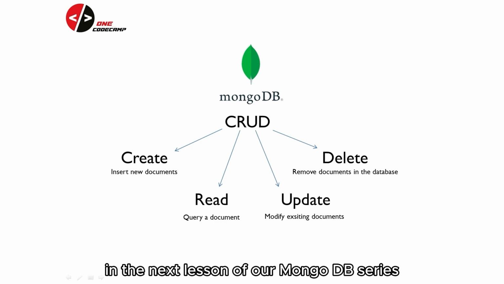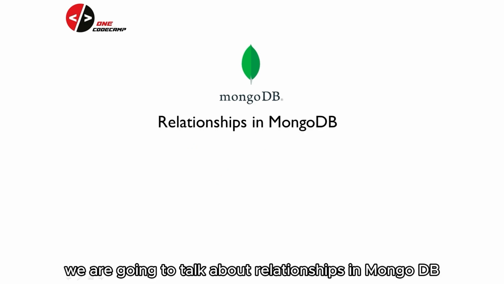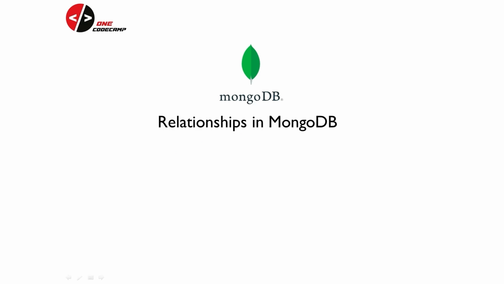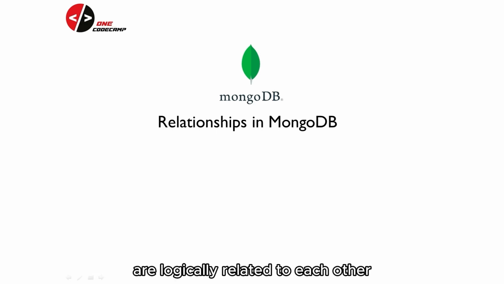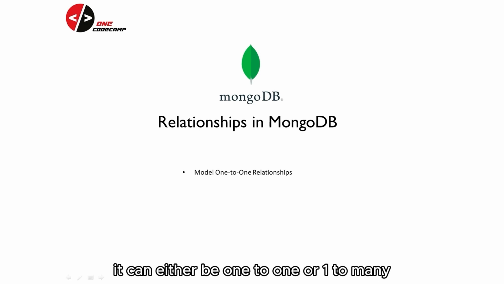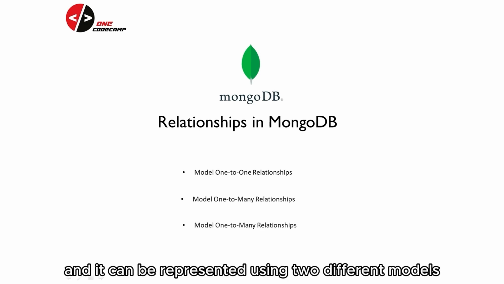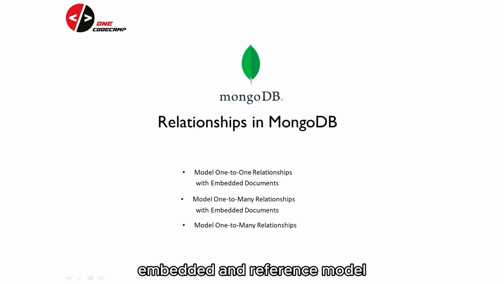In the next lesson of our MongoDB series, we are going to talk about relationships in MongoDB. A relationship represents how different types of documents are logically related to each other. It can either be one-to-one or one-to-many. And it can be represented using two different models, embedded and reference model.